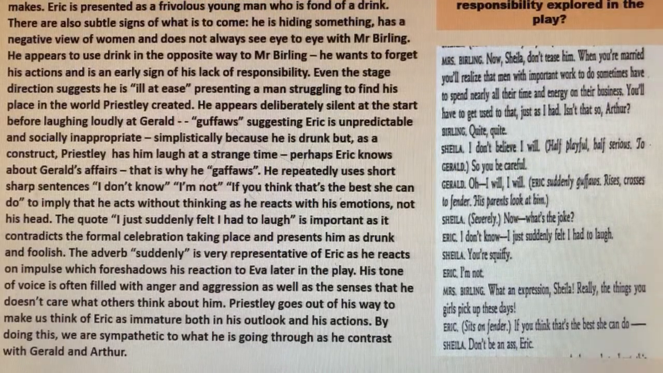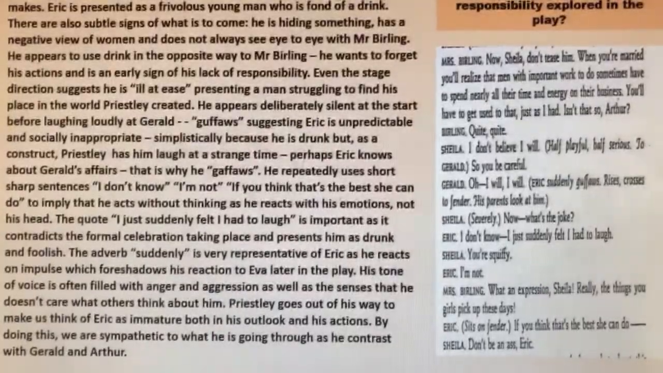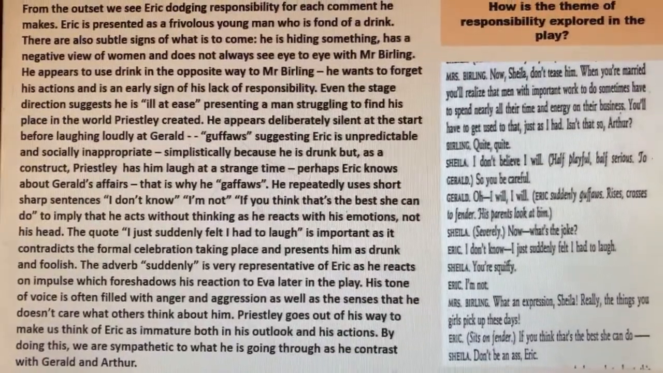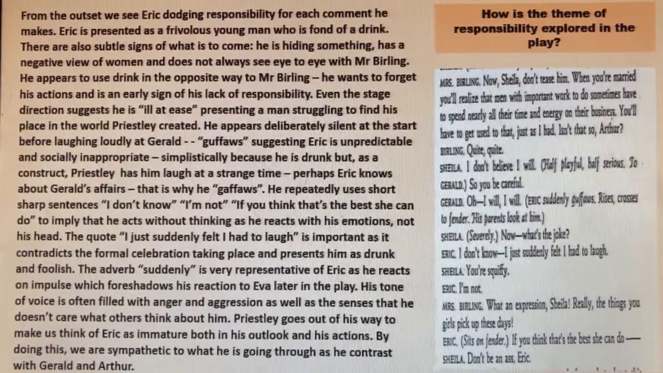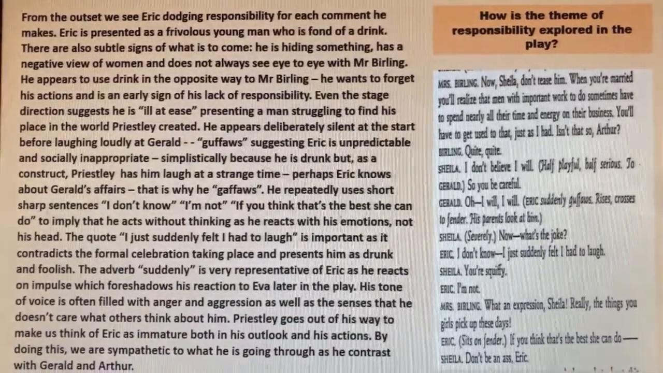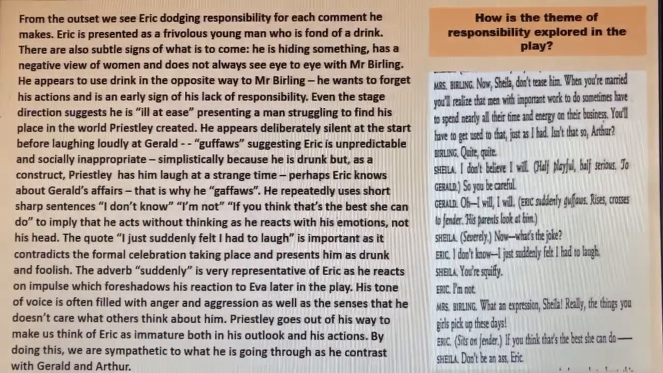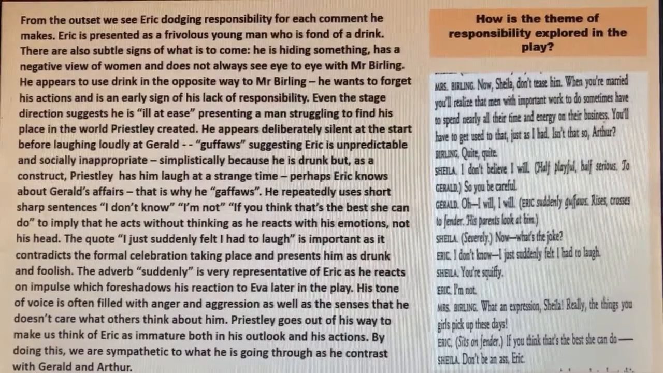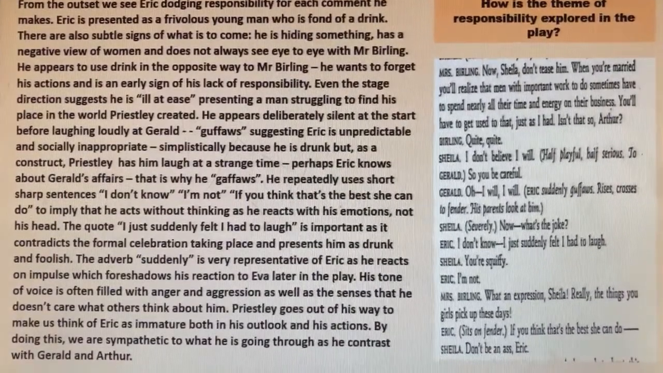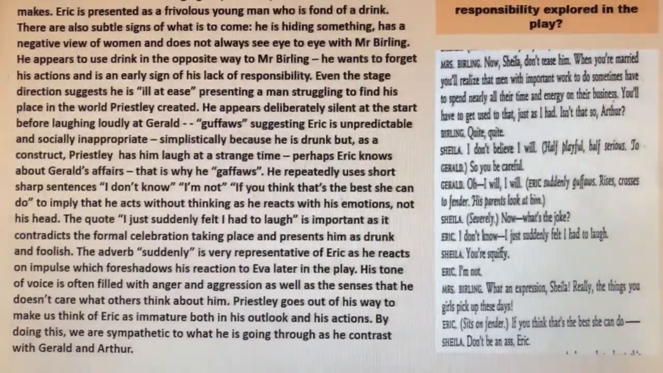This is the next paragraph then. As you can see, I've started with, from the outset, we see Eric dodging responsibility for each comment he makes. Eric is presented as a frivolous young man who is fond of drink. There is also subtle signs of what is to come. He is hiding something, has a negative view of women, and does not always see eye to eye with Mr. Birling. He appears to use drink in the opposite way to Mr. Birling. He wants to forget his actions, and is an early sign of his lack of responsibility.